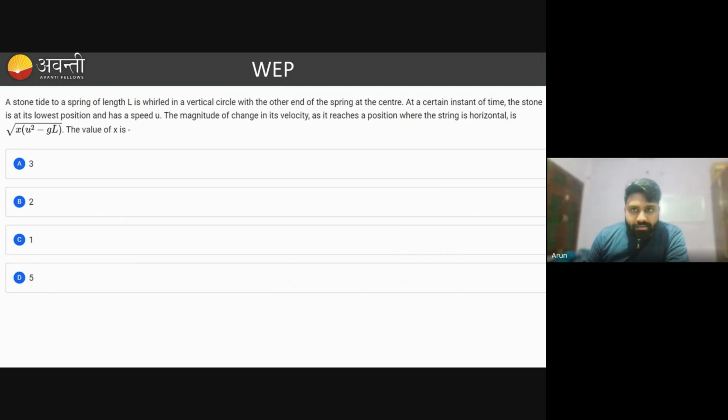In this example, this is a question from vertical circular motion. We have a stone tied with a spring, so the spring will apply a force kx on it. We need the magnitude of change in its velocity as it reaches a position where the string is horizontal. Let's say the string is of length L, so it approaches here.